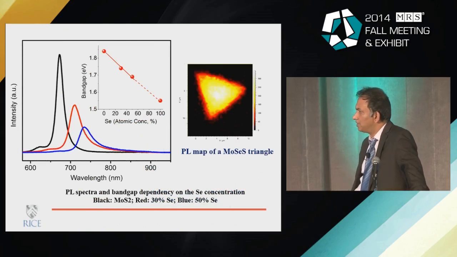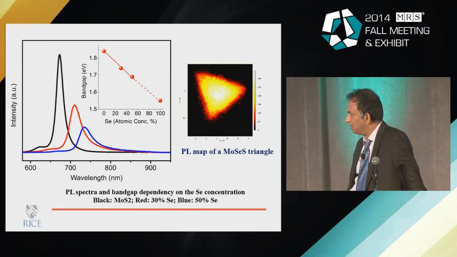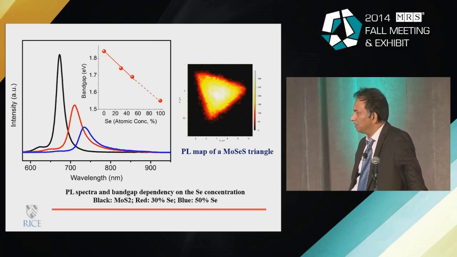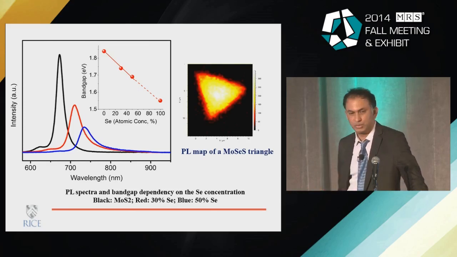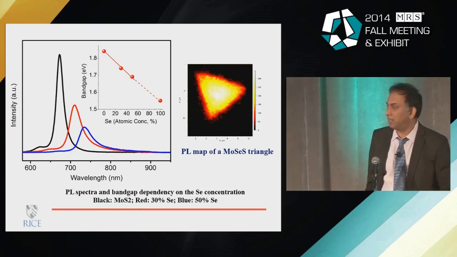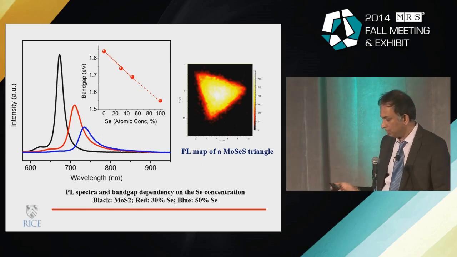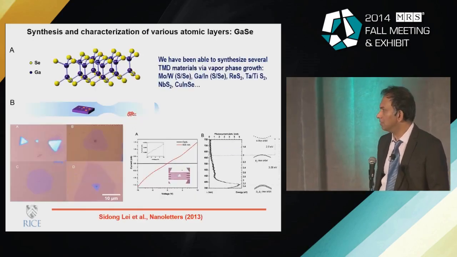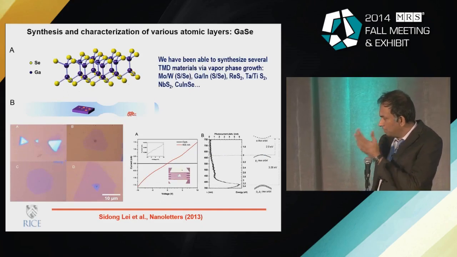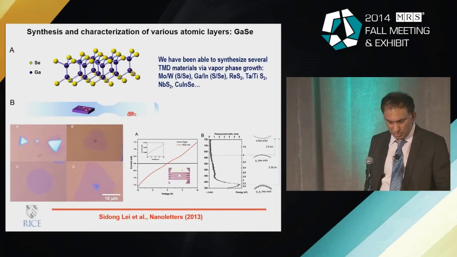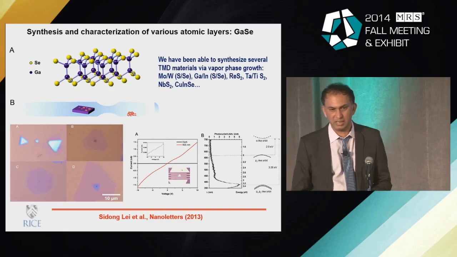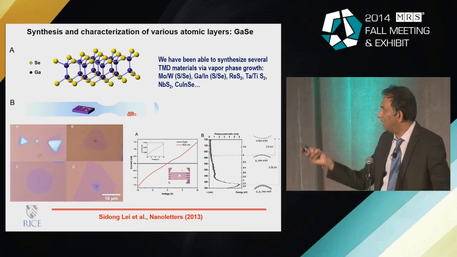Now, by doping, you can change the band gap to some extent. Here is an example to show that the selenium doping allows you to play with the band gap to about 100 MeV or so. And that could be useful in some scenarios, maybe not specifically for this molybdenum system, but maybe in some other systems. In addition to the dichalcogenides, we have also been growing some monochalcogenides, like gallium selenide.